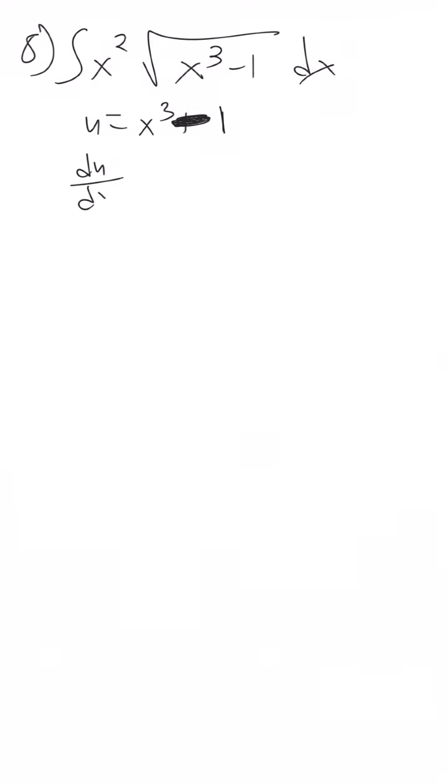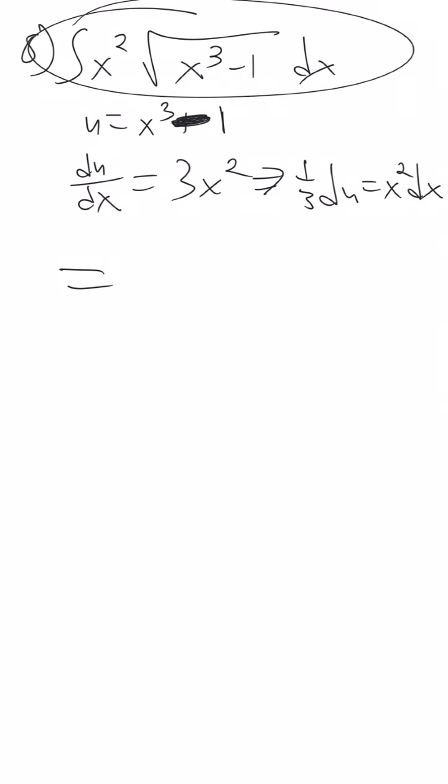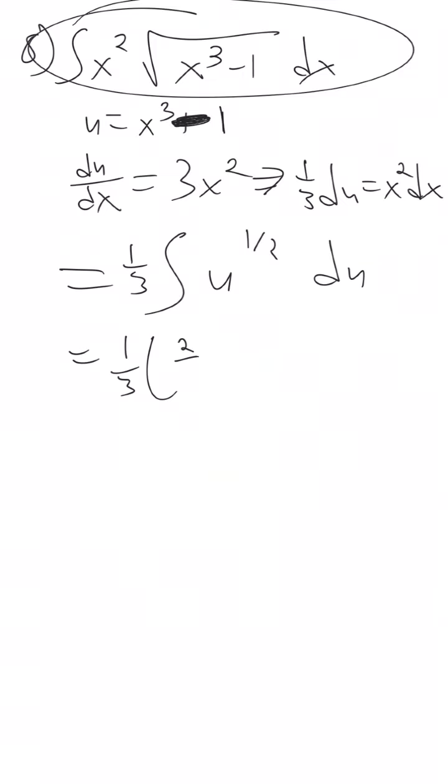Therefore, du dx is equal to 3x squared, which implies, of course, that 1/3 du is equal to x squared dx. Now you just plug and chug, right? So starting from here, going down equals 1/3 integral du, and this is u to the 1/2 power, square root of u. Okay, that becomes 1/3 times, get this right, 2/3 u to the 3/2. Make sure you integrate, not differentiate.